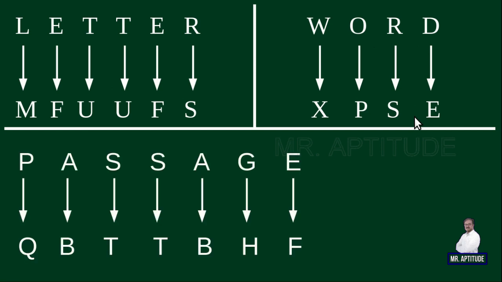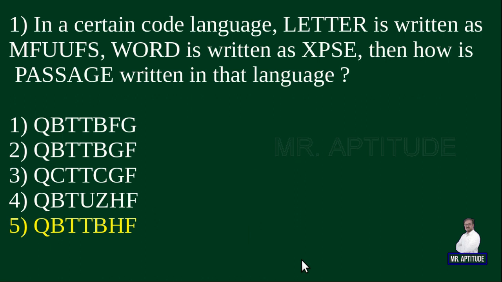Now, we can answer this question. P will be coded as Q. A will be coded as B. S will be coded as T. S as T again. A as B. G, H, E, F. So your answer will be option number 5.